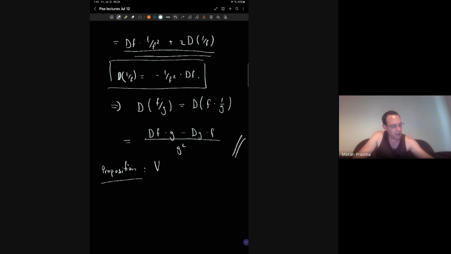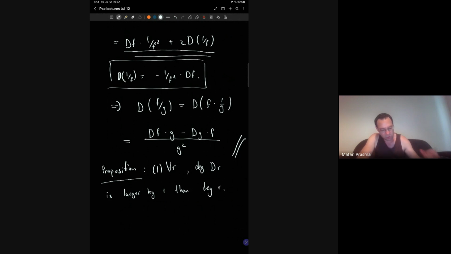Let's do it in two parts. The first part is that for any r, the degree of d of r is larger by 1 than the degree of r. So d, in our case, increases degree, contrary to the ordinary high school analysis differentiation. And two, if r is finite at p, so is d of r.